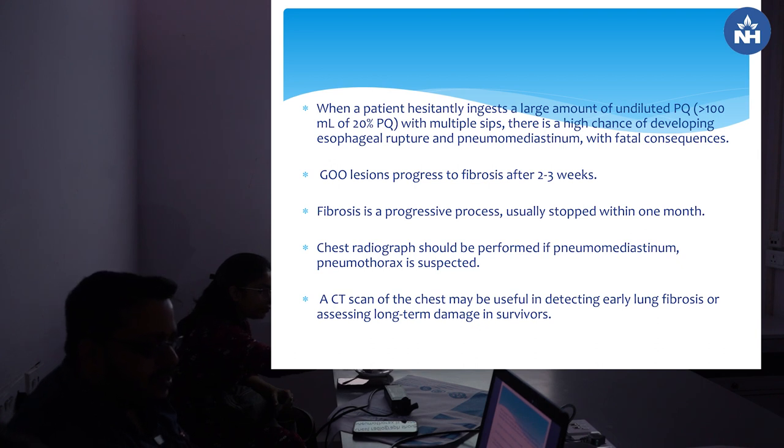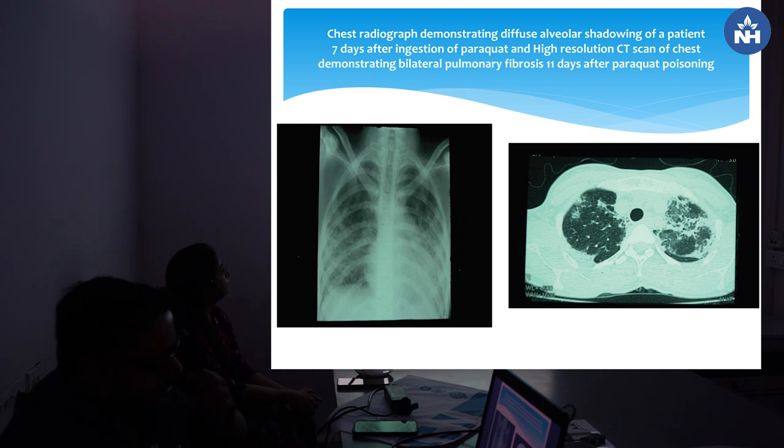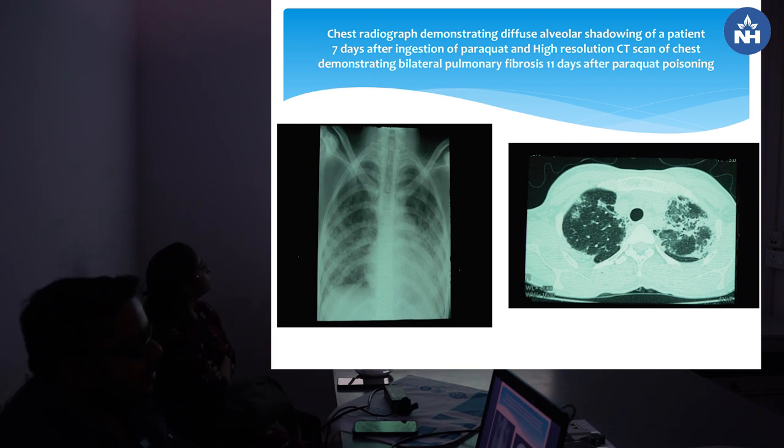The ground glass opacity lesion progresses to fibrosis after 2 to 3 weeks. Fibrosis is a progressive process which is usually stopped within 1 month. Chest radiograph should be performed if pneumomediastinum or pneumothorax is suspected. CT scan of the chest is useful in detecting early lung fibrosis or assessing long term damage in survivors. This is a chest radiograph demonstrating the diffuse alveolar shadowing of a patient 7 days after the ingestion of paraquat, and subsequently this is the HRCT of the chest demonstrating bilateral pulmonary fibrosis 11 days after paraquat poisoning.